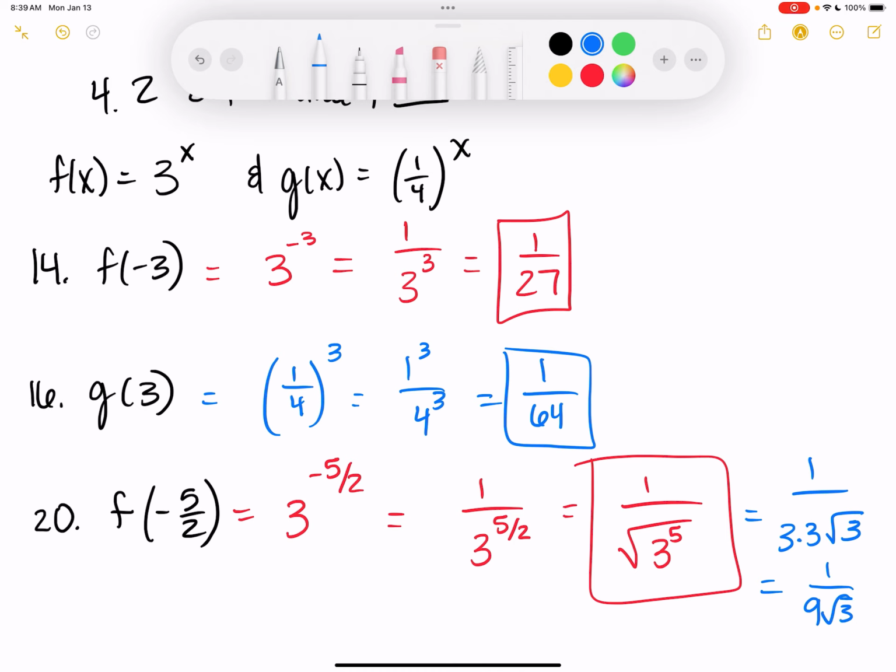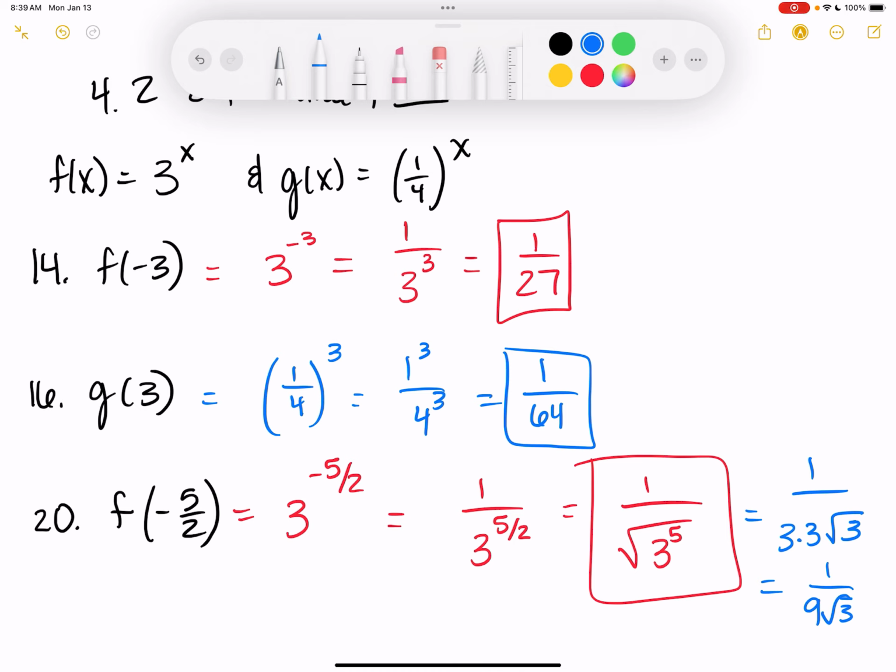So the book may go this far, but as long as you can set it up, I trust that you can take it farther if needed. I just want to be able to see that you can set it up and interpret what you're supposed to do with that. So just so you're aware there. Any questions on those ones?